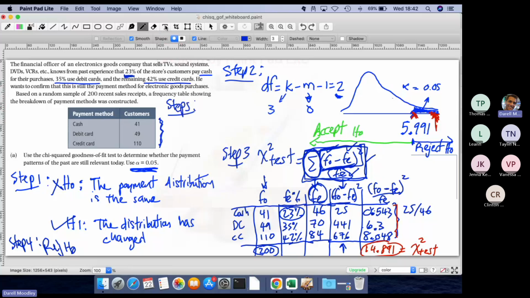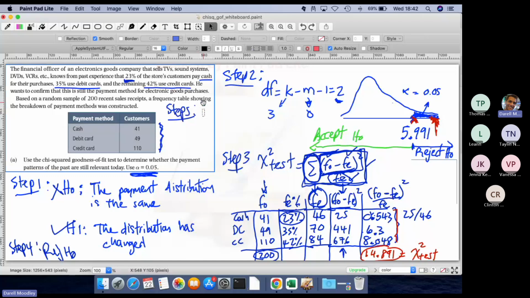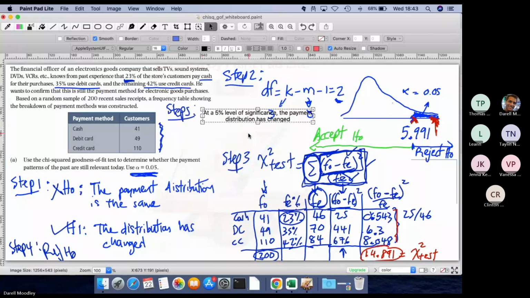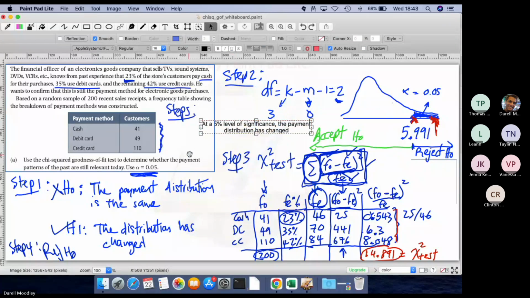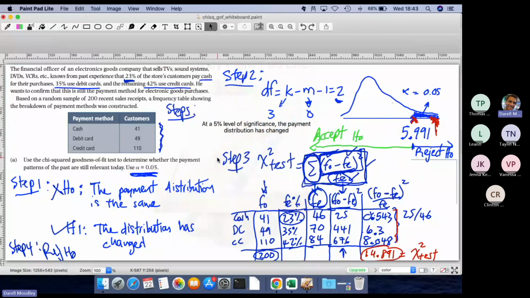And we always start with our level of significance. So something you could say is at a 5% level of significance, the payment distribution has changed. And that's it. You have answered the question. That's all 5 steps. And this question can easily carry at least 10 marks.